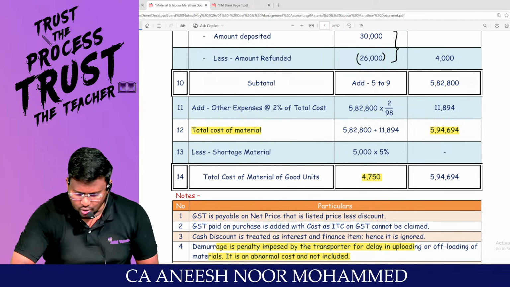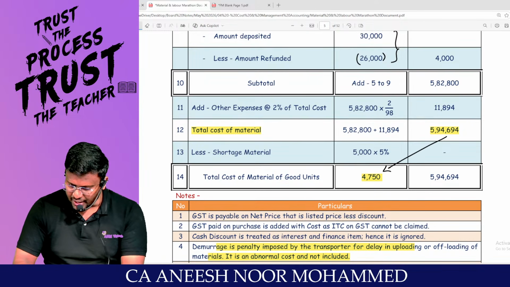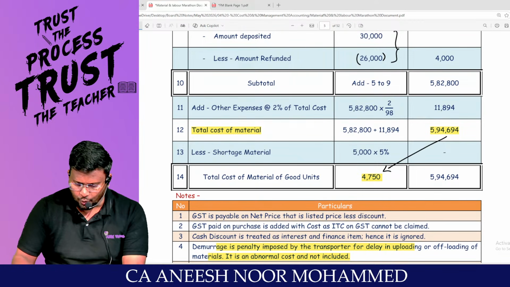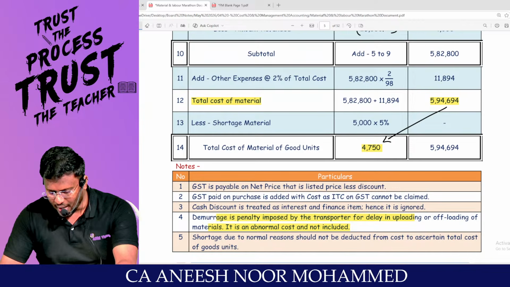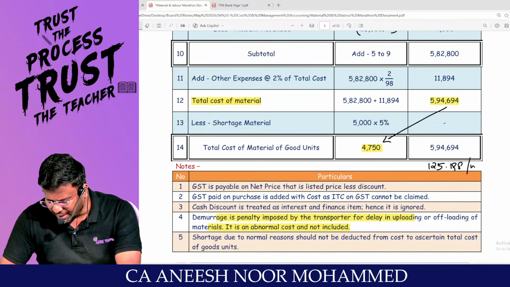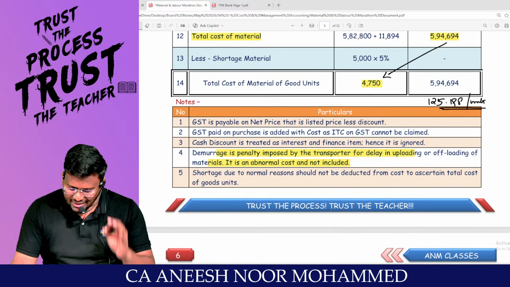So total cost divided by 4,750 comes to, that is 5,94,694 divided by 4,750 comes to 125.198 per unit or per kg, whatever it may be, will be the landing cost per kg or per unit.